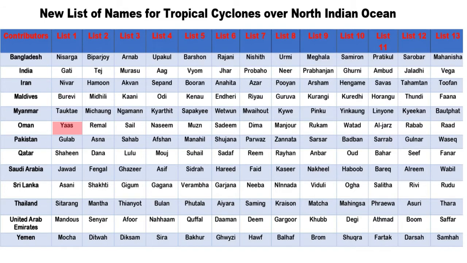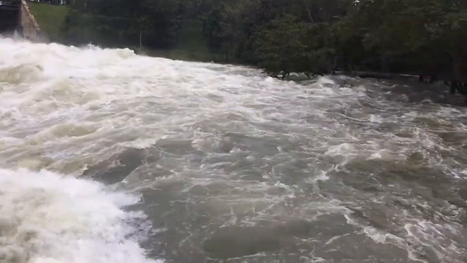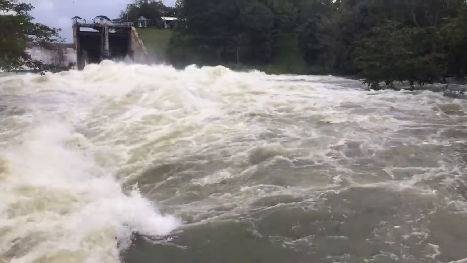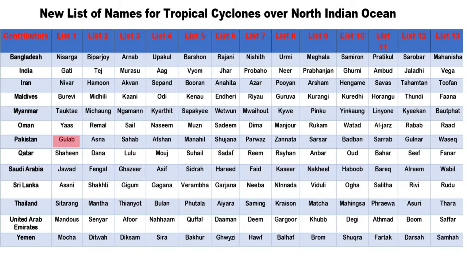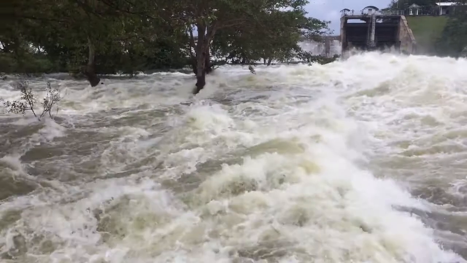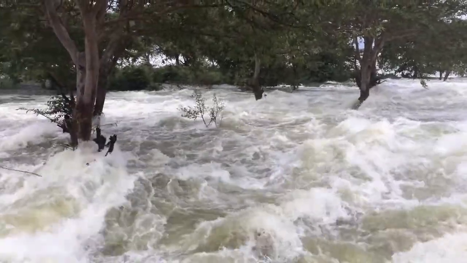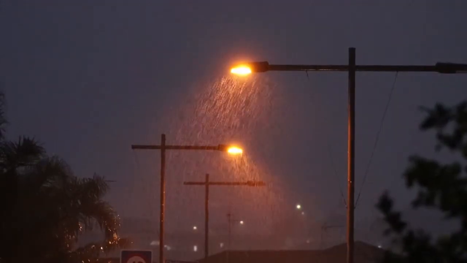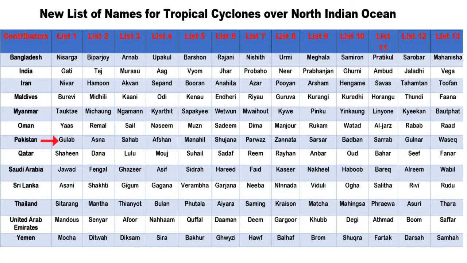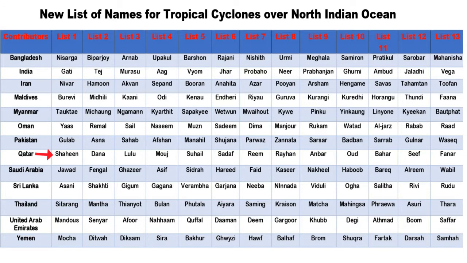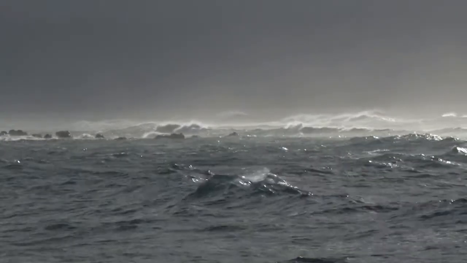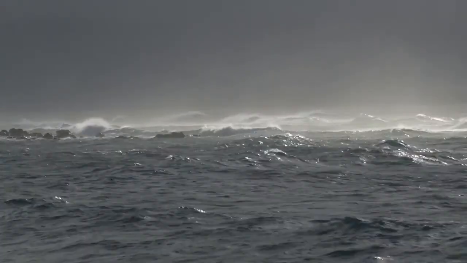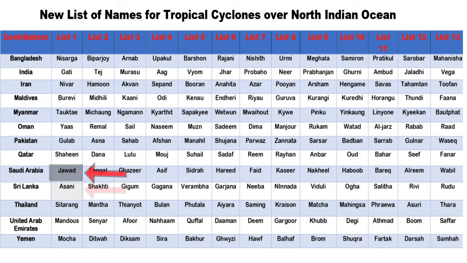Cyclone Yas was a tropical cyclone that made landfall in Odisha and West Bengal in May 2021. Also, cyclone Gulab made landfall on the eastern coast of India on the night of September 2021 and caused significant rainfall in Andhra Pradesh and Telangana. The name Gulab was given by Pakistan. Recently, cyclone Shaheen made landfall in Oman near Muscat. Finally, we can say that the name of the next cyclone will be Jawad and the one after that will be Asani, and so on. Just think, why should a cyclone be named?